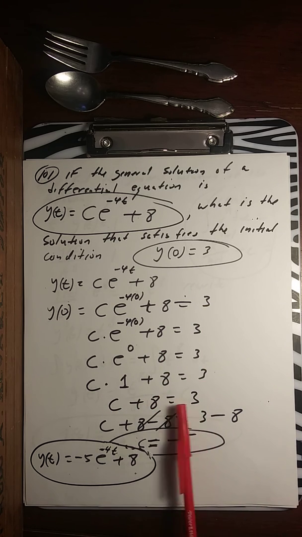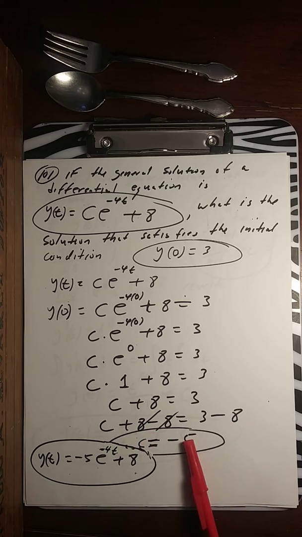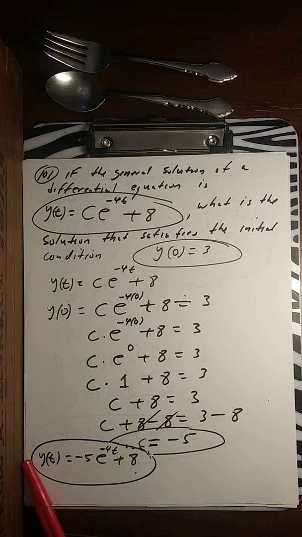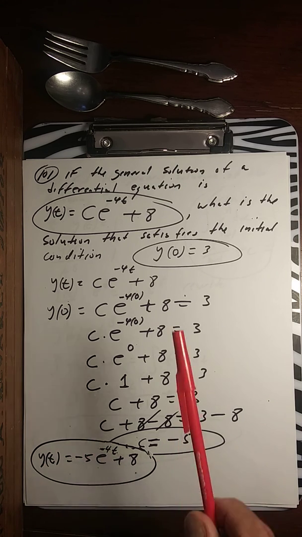So now we have c plus 8 equals 3. Minus 8, minus 8, so c is negative 5. That means the original problem now becomes y of t equals negative 5 e to the negative 4t plus 8.